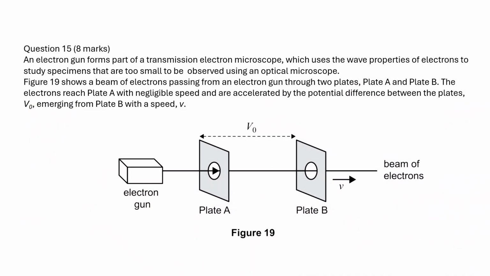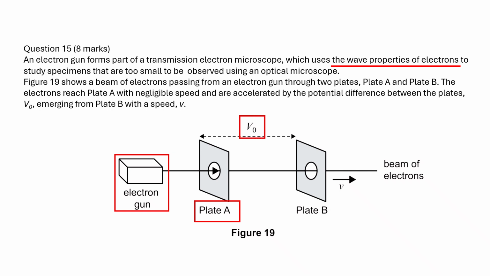An electron gun is a key component of a transmission electron microscope. This microscope leverages the wave properties of electrons to examine specimens too small for optical microscopes. As shown in Figure 19, a beam of electrons starts from rest at plate A in the electron gun and accelerates through the potential difference, V, between plate A and plate B, exiting plate B with a speed, v.